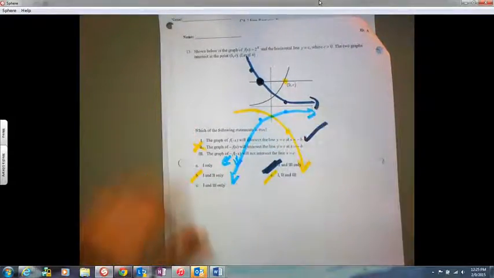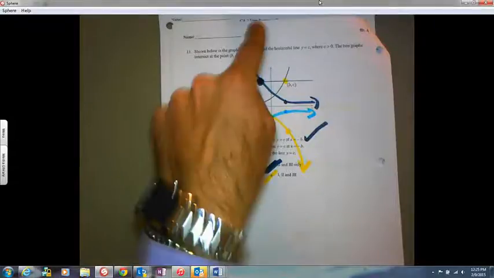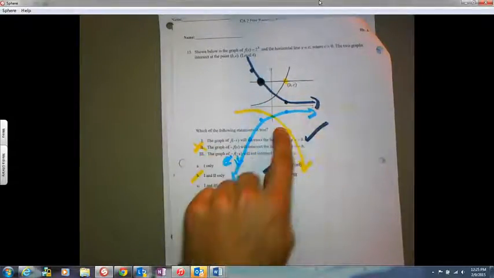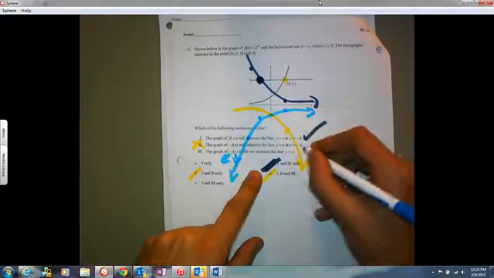So blue is negative f of negative x. In other words, I reflected it across both axes, x and y. This graph will not intersect the line y equals c. That's correct. So 1 and 3 are correct. So C.